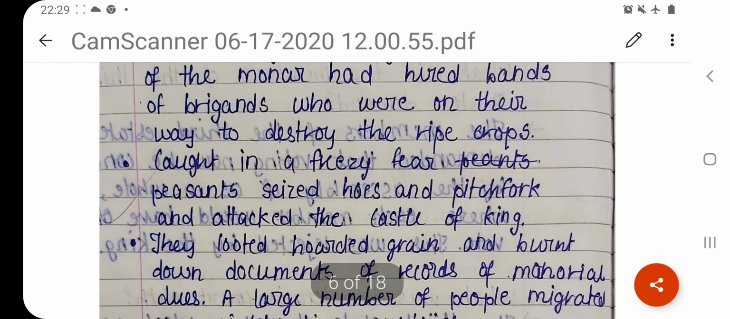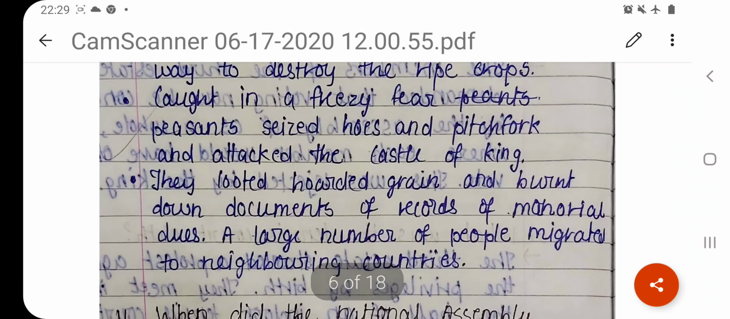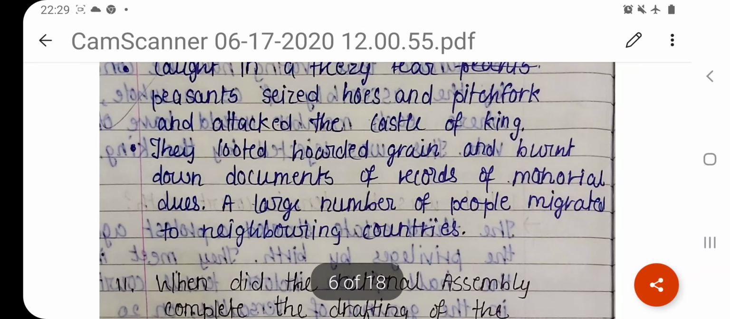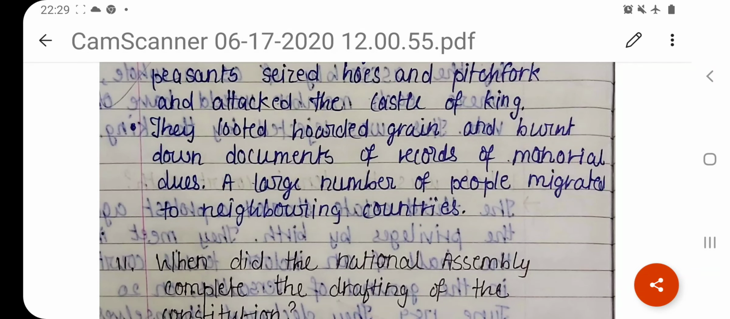So these frightened people took their hoes and pitchforks and went and started attacking all the noblemen. They raided their houses and started rioting against the king. They looted the hoarded grain and burnt down documents of records of manorial dues. So whatever hoarded and stored grain there was, they looted all of it from the houses of the nobles, and whatever documents there were saying which peasant owed how much money, they burnt everything up. A large number of people migrated to neighboring countries. The reason they migrated was that a lot of them were scared for their lives.